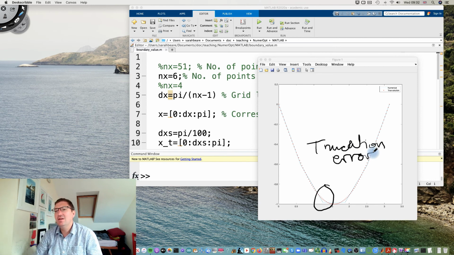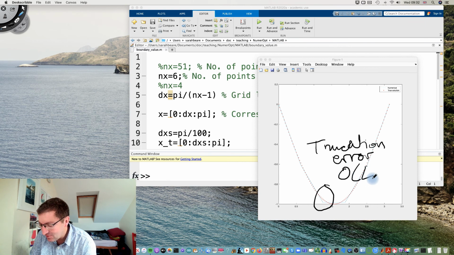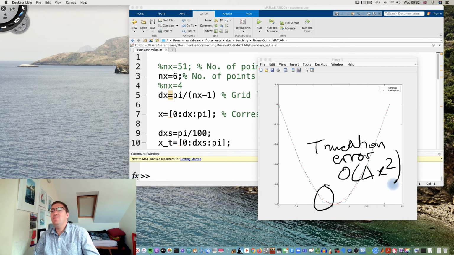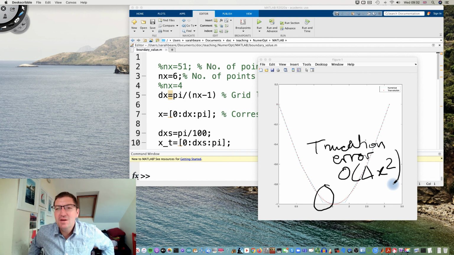Okay. And you could do this quantitatively. You could just evaluate the difference between the true and the numerical solution for a whole range of delta x, and then plot them up. And you should be able to then infer what the truncation error is, which is order delta x squared. So you should be able to get a delta x squared dependency on the truncation error if you did that.